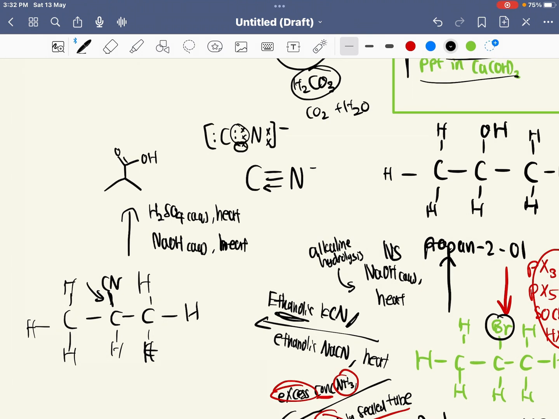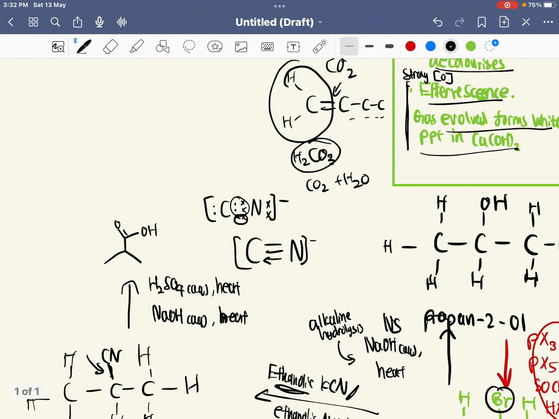If you want to be more specific, you can show this arrow here. Even though my nitrogen has the negative charge, and by rule of thumb a negative charge is very strong, by right we should see the bond pair electrons on the nitrogen atom attacking the carbon attached to this halogen over here. But because nitrogen is a very electronegative atom, its bond pair electrons are not so readily donated to C.